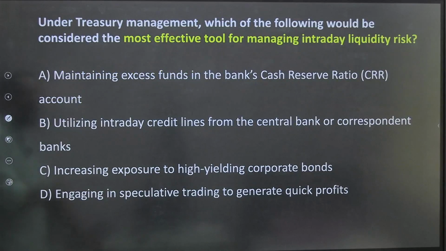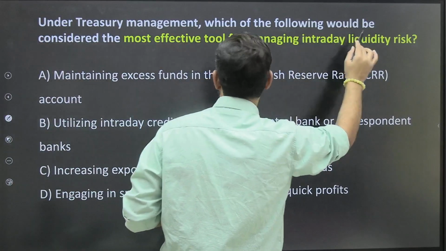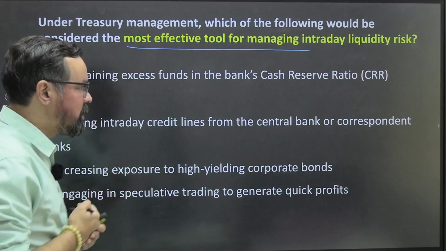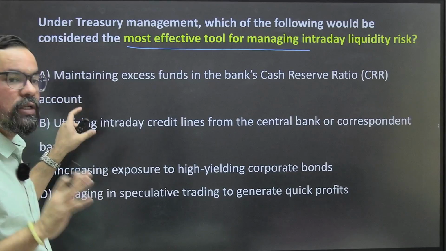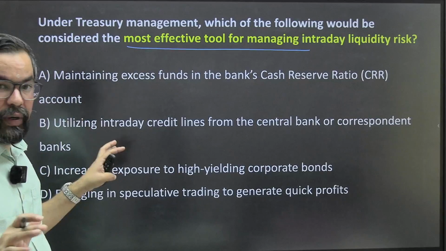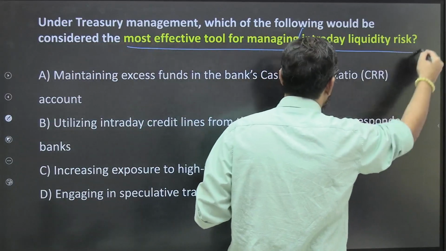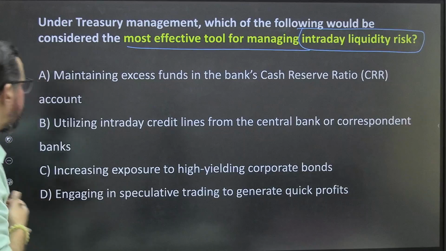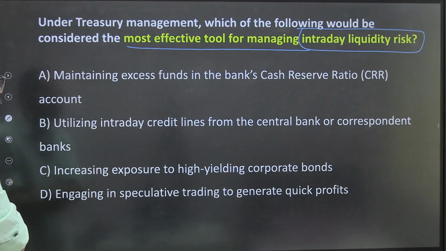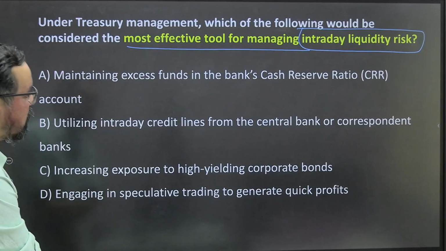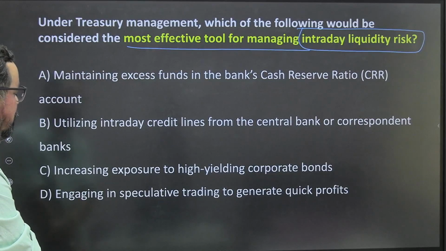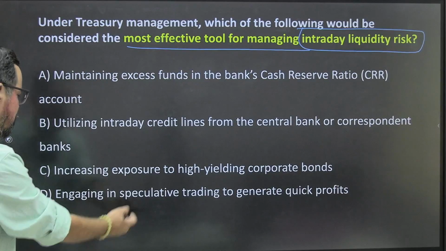Okay. Next one. Under treasury management, which of the following would be considered the most effective tool for managing intraday liquidity risk? Intraday means where we have to make same day positions after like payments and all. Maintaining excess fund in the bank CRR, utilizing intraday credit lines from the central bank and correspondent banks, increasing exposure to high yield, engaging in speculative trading, these are the dangerous things.